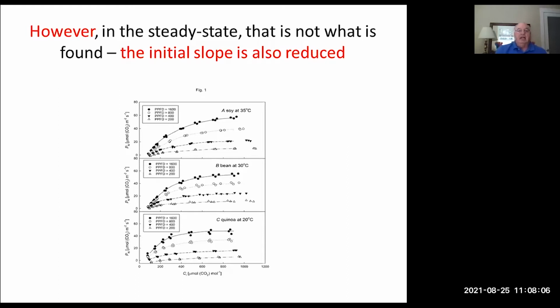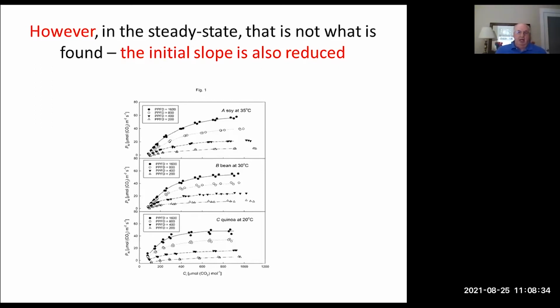In the steady state, however, that is not what is experimentally found. And what we find is that the initial slope of the A/Ci curve is also reduced when you reduce PPFD. And this is just three examples of this, it's probably hard to read, and there are lots more, that I published a few years ago.